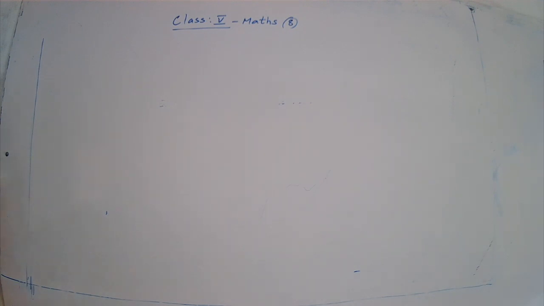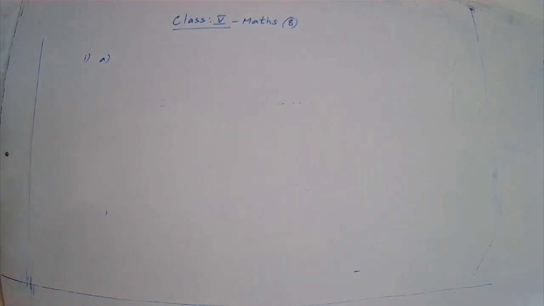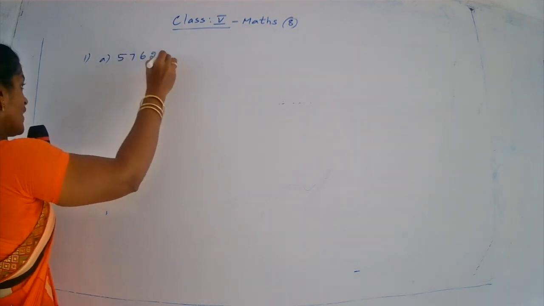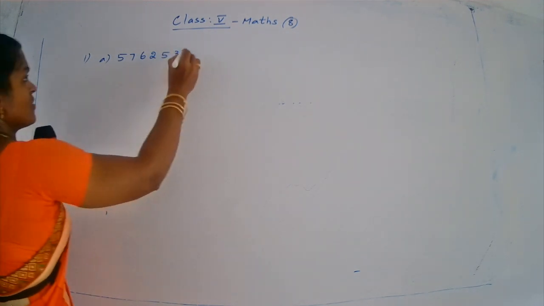Okay, so you see the first question. In the first question, A part. Write the expanded forms for the given numbers. Children, all of you listen carefully. Okay, your first question. 57 crore 62 lakh 53,428.